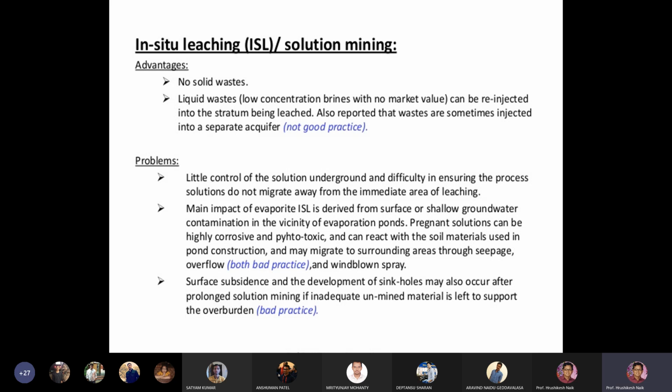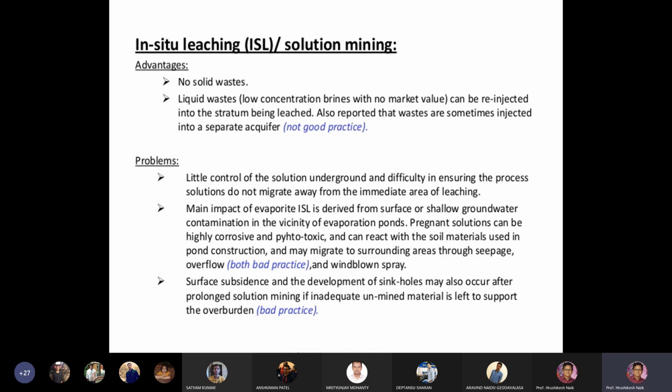The other problems associated with in situ leaching are surface subsidence, and the development of sinkholes may also occur after prolonged solution mining if inadequate unmined material is left to support the overburden. These are the advantages of in situ leaching: no solid waste, and liquid waste can be re-injected to the stratum.